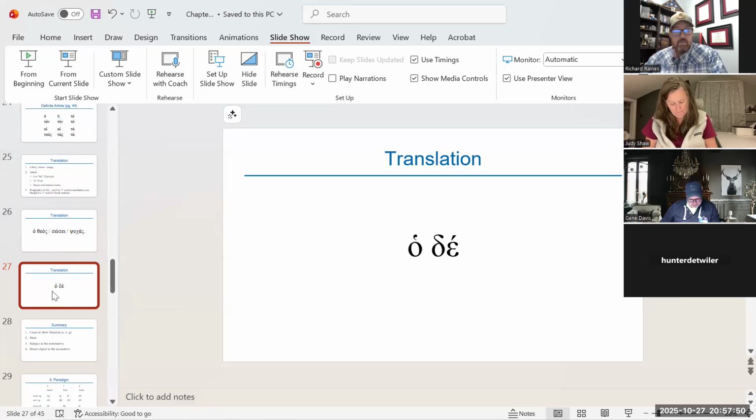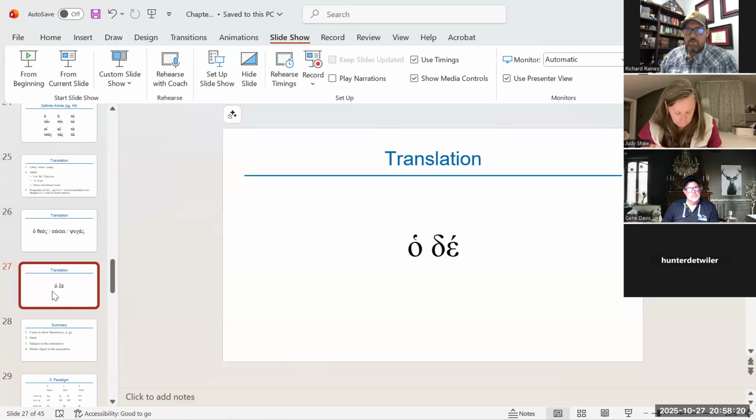The word de means but or and. So your sentence might begin with ho de. But because you know the word de is a conjunction, it's not the first word in your sentence. That's just one of those rules you're going to have to learn. If I give you sentences to translate, I'm probably not going to put a conjunction at the beginning because I think it's just asking to trip you up. I don't want to trip you up. I want you to learn Greek.